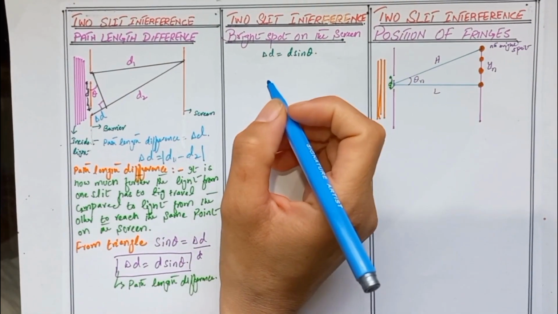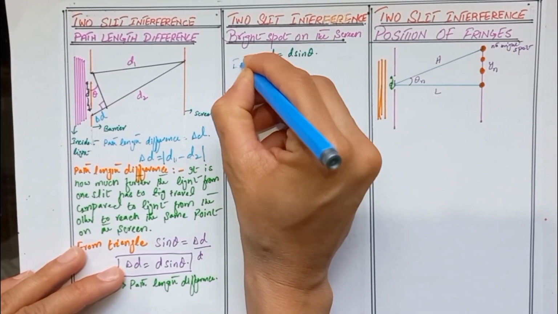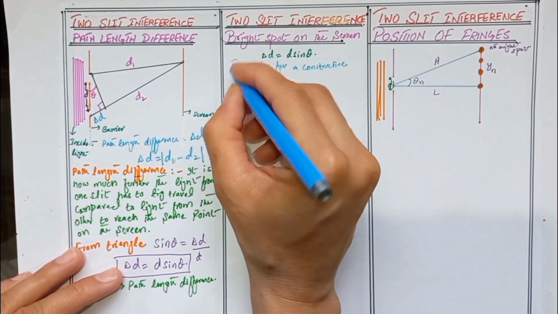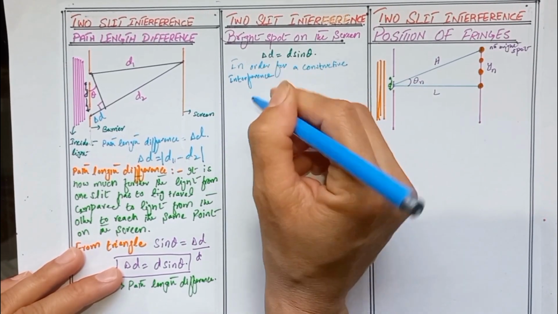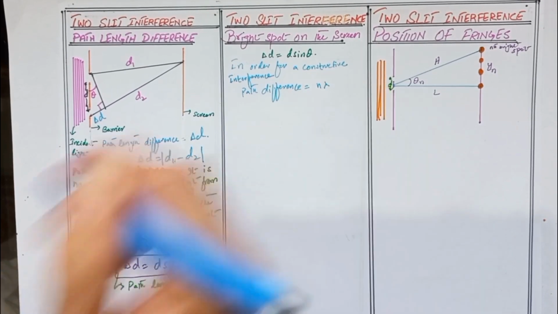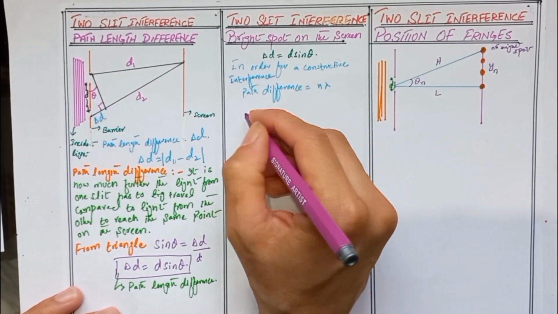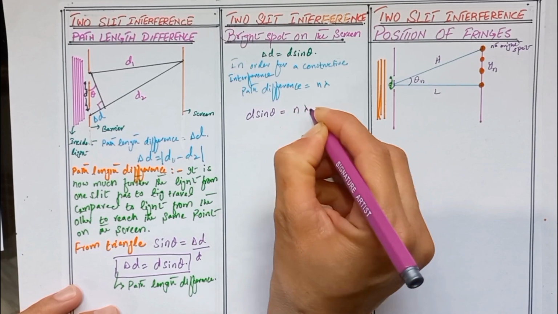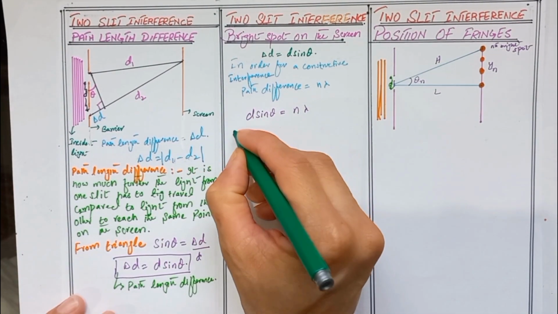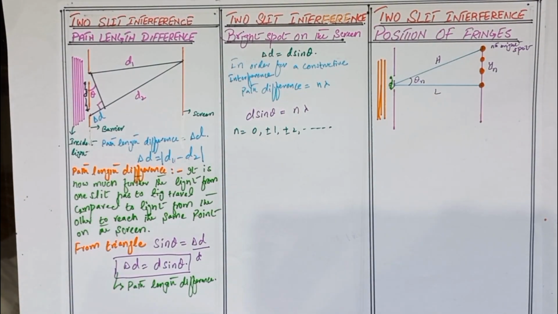We know that for constructive interference, path difference is equal to n lambda. So here we can write path length difference, that is delta d equal to d sine theta, is equal to n lambda for constructive interference, where n is equal to 0, plus or minus 1, plus or minus 2, and so on.